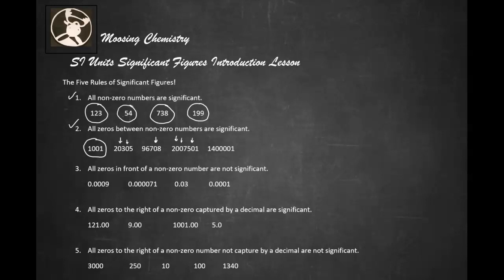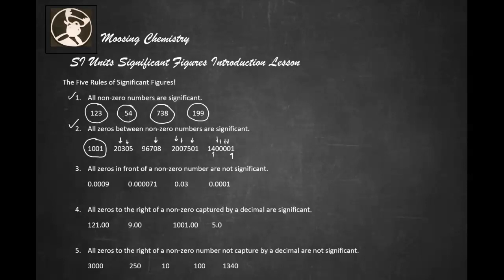And if you look at these zeros here, okay, see all these zeros right here? All these zeros are between non-zero numbers, like the 4 and the 1 right here. So all those numbers are significant.